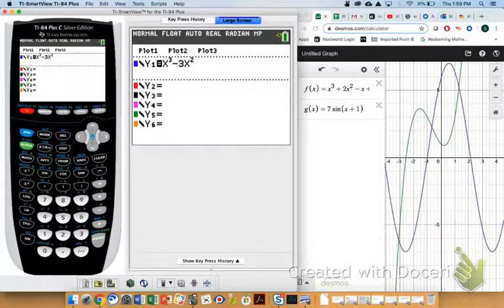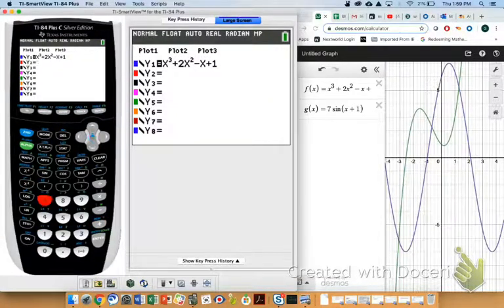So in your calculator, did you not put these two functions in there? You had y1 as x cubed plus 2x squared minus x, was it plus 1? I forgot, I can't quite see it on my screen. So plus 1. And then g of x was 7 sine of x plus 1. So you graphed it and you found your intersection points and all that good stuff. But remember that f of x is in your y1 and g of x is in your y2.